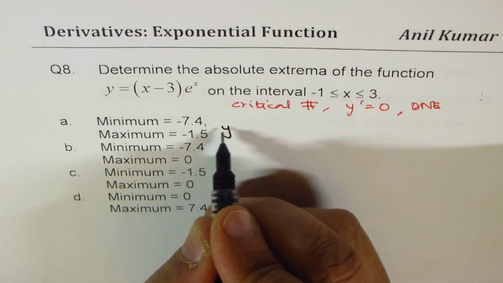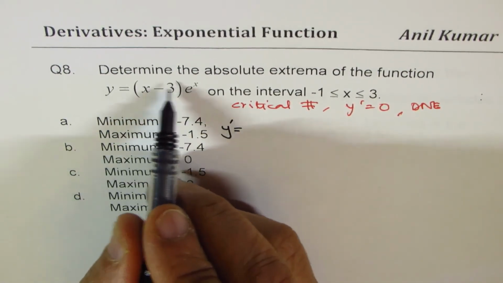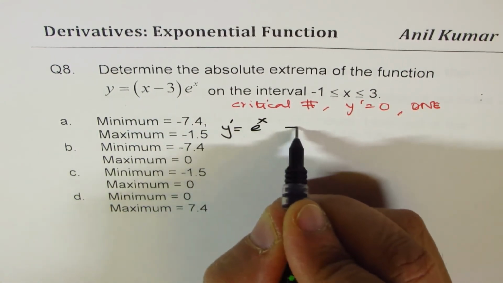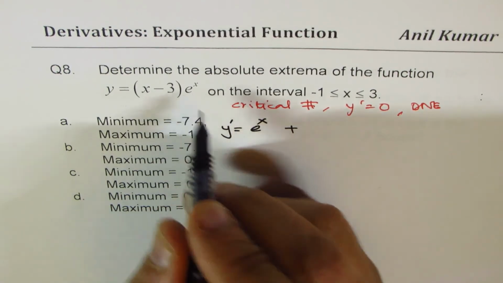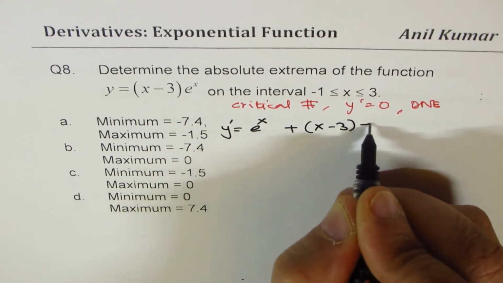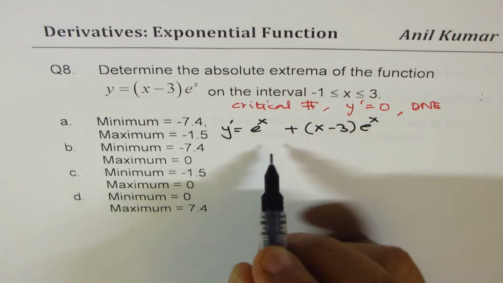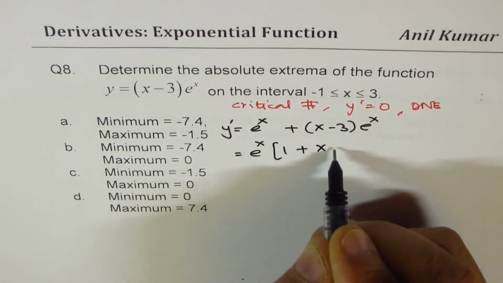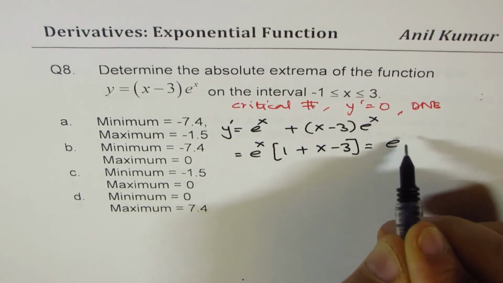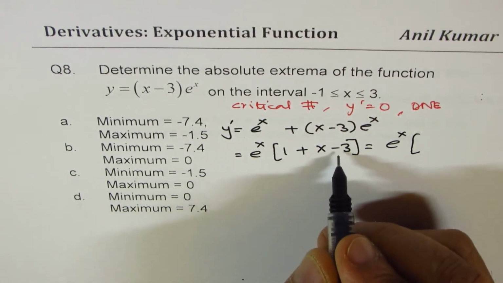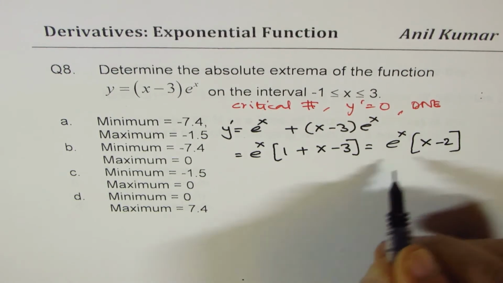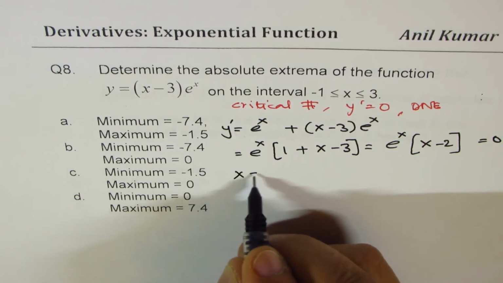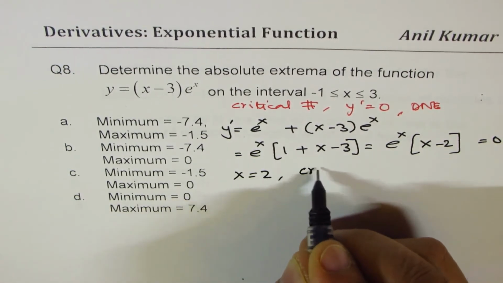Okay, so y derivative is, we'll apply the product rule. Derivative of x minus 3 is 1. We get e to the power of x plus x minus 3 times e to the power of x, right? So in this case, we can take e to the power of x common. We get 1 plus x minus 3, which is e to the power of x, and here we get x minus 2. Now that is equal to 0 means x equals to 2, right? So x equals to 2 is a critical number.